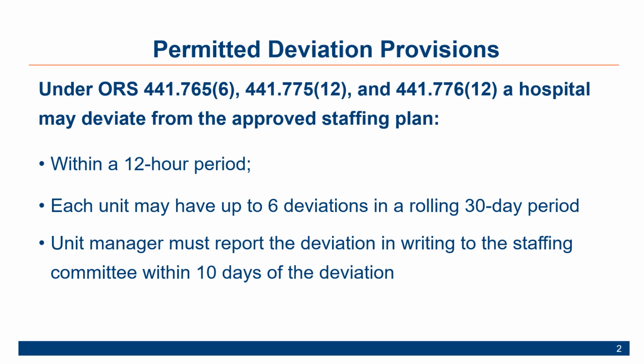A hospital cannot be sanctioned for one of these deviations as long as it is one of the 6 or fewer within a 30-day period, and it was reported to the staffing committee by the manager within 10 days. If hospital staff members file a complaint about a failure to comply with a staffing plan, and the investigation reflects that it was a permitted deviation, the hospital will not be sanctioned with a warning or a civil monetary penalty.